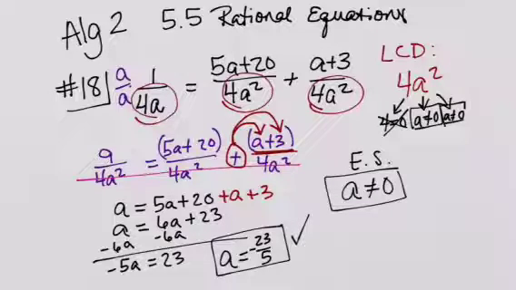Okay? So rarely will we actually run into an extraneous solution that doesn't work, but it does happen, so we have to be careful and check. Okay? So this is the answer to the problem. A equals negative 23 over 5. If you store that and check, it will work. And the only answer I'm not allowed to get is this 0 for a. I hope that helps.